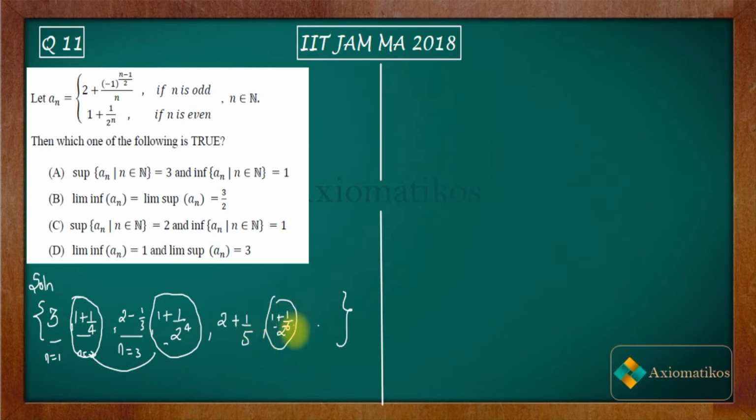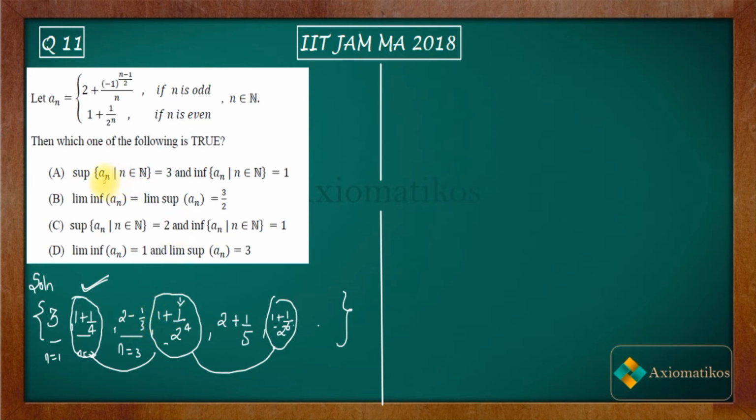Alright. So on the even part, what is happening? First term is 1 plus 1 by 2 squared. Then you have 1 plus 1 by 2 to the power 4. That means this number in the addition part is decreasing. You have 4, then 16, then I think 64. So it's decreasing like this. So your even subsequence is decreasing, and this is the highest term that your even subsequence can get.